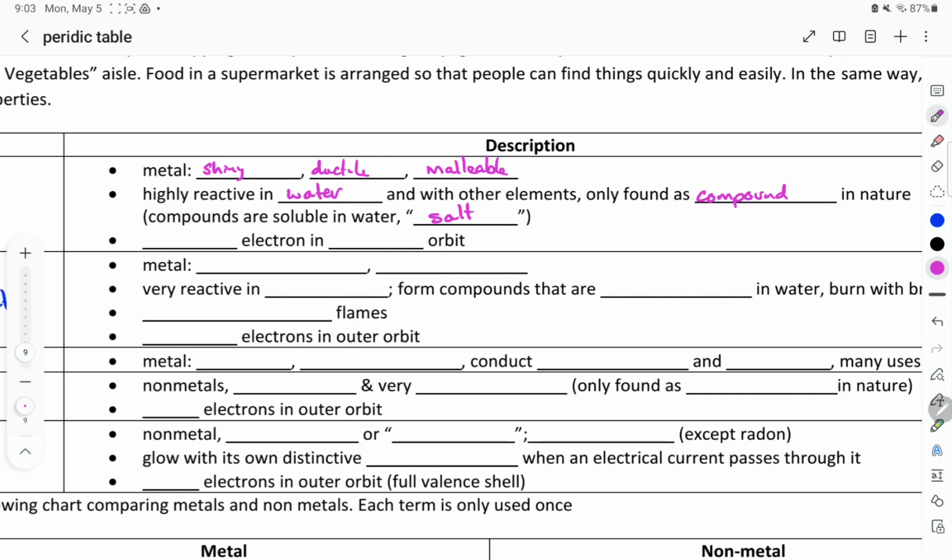Okay, and the reason for these properties, when we investigate more in terms of our Bohr-Rutherford diagrams, is that they only have one electron in their valence orbital. Okay, and the valence orbital is the outermost orbital with electrons.